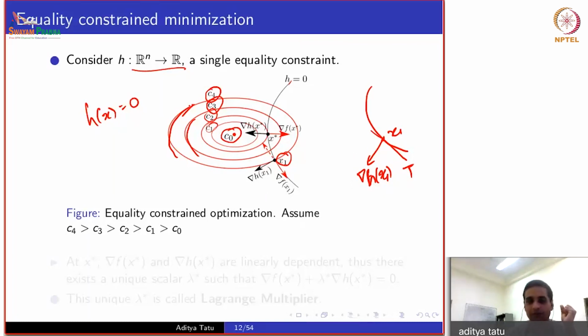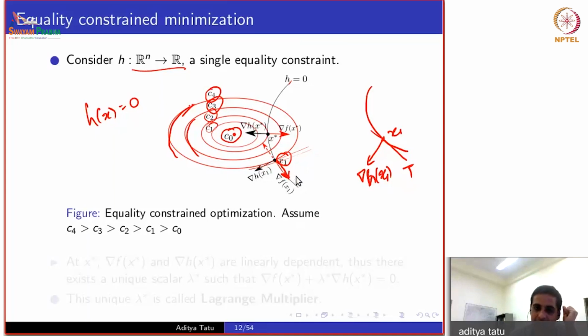Okay. So this is the gradient of h shown in black arrow. At this point, the gradient of f, of course, will also be in this direction, right? Because you can see this point lies on this ellipse. I can draw a tangent to the ellipse, something like this. The gradient of f will be perpendicular to this tangent.